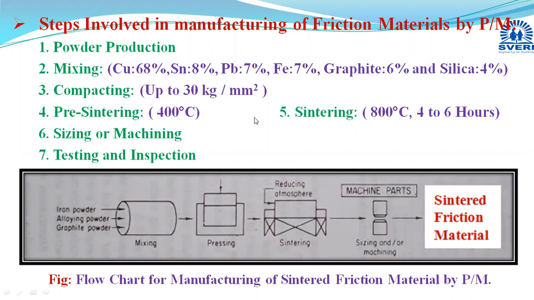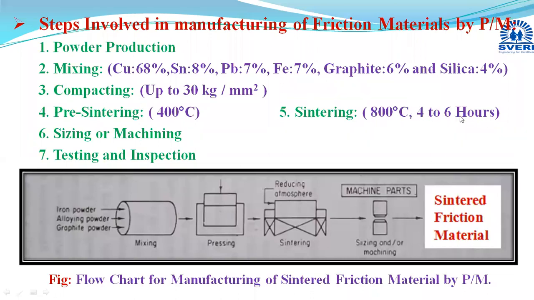After that, it is subjected to the main sintering stage or sintering operation. Now, in this sintering operation, the compact, which is pre-sintered now, is heated at 800 degrees Celsius, a high temperature region, for 4 to 6 hours. Here the sintering time is very high.